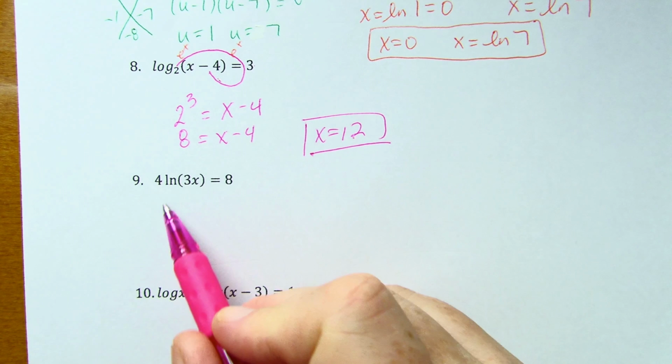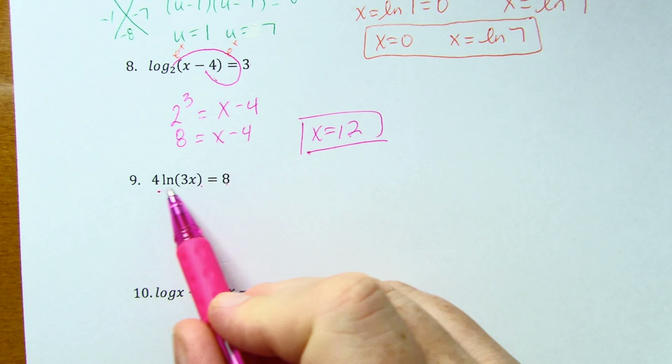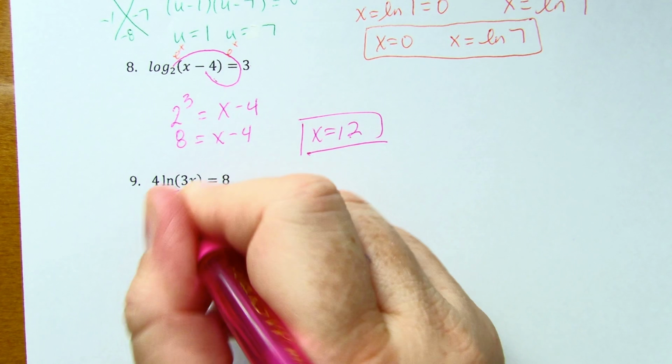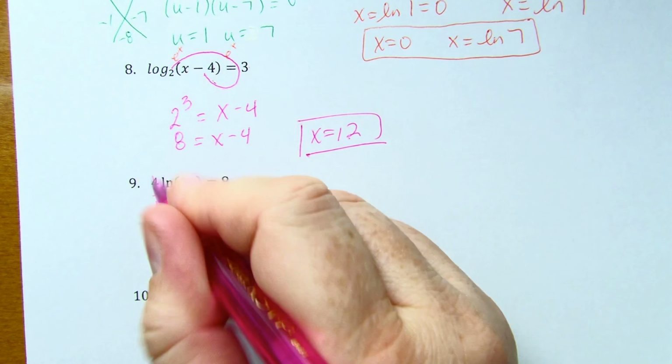Next one, again, logarithm on one side, number on the other. But the logarithm is not by itself yet. I have a coefficient of 4 out front. So I need to divide both sides by 4 before I proceed.